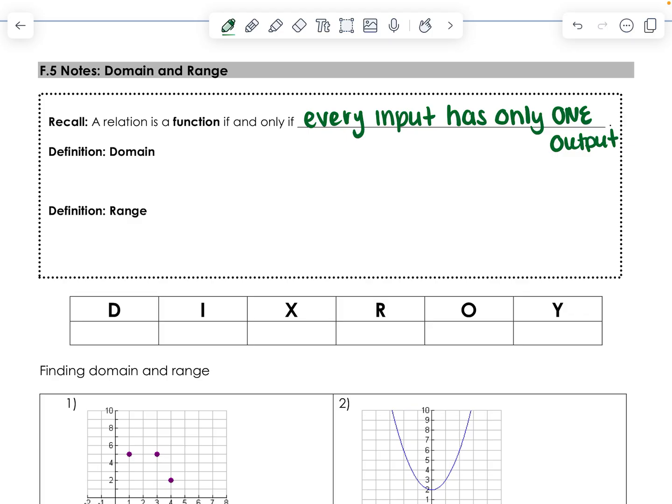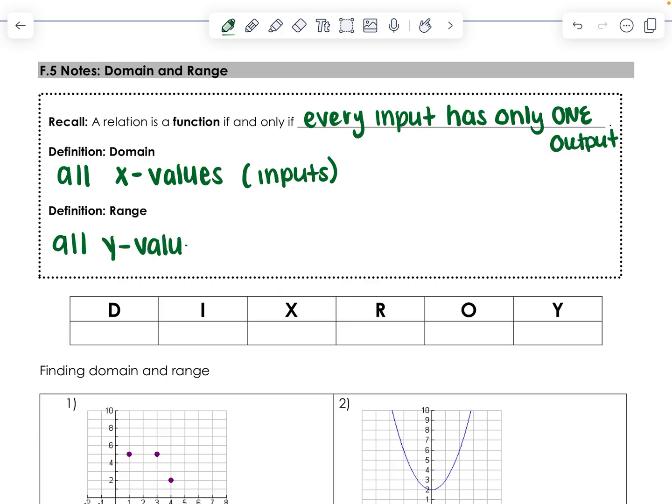So when we talk about domain and range, if you remember, domain is all of our x values. So all of our x values in that function. Remember, our x values are also our inputs. Our range is all of our y values in the function, and those are also known as our outputs. So remember, inputs correspond to x, outputs correspond to y.